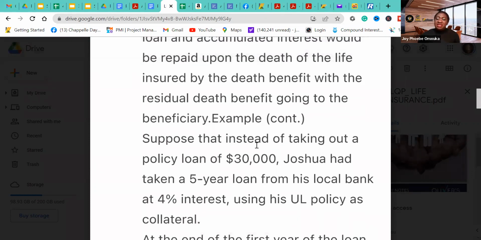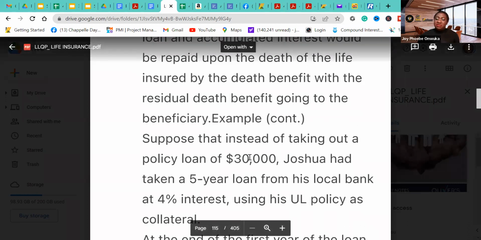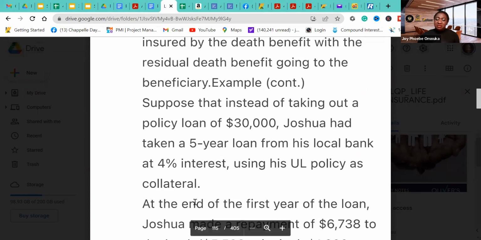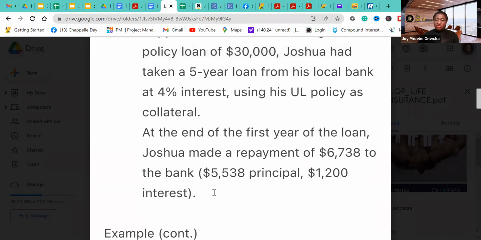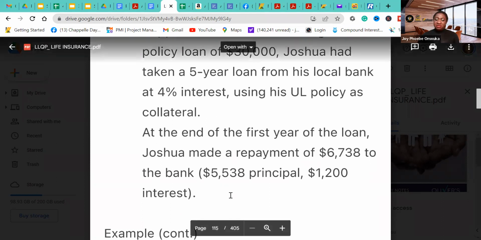Example, suppose that instead of taking out a policy loan of 30,000, Joshua had taken a 5-year loan from his local bank at 4% interest, using his UL policy as collateral. At the end of the first year of the loan, Joshua made a repayment of 6,738 to the bank, which is 5,538 principal, 1,200 of interest.